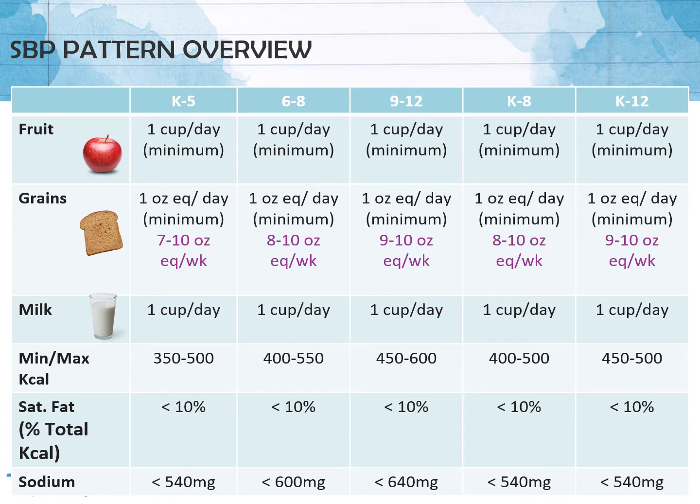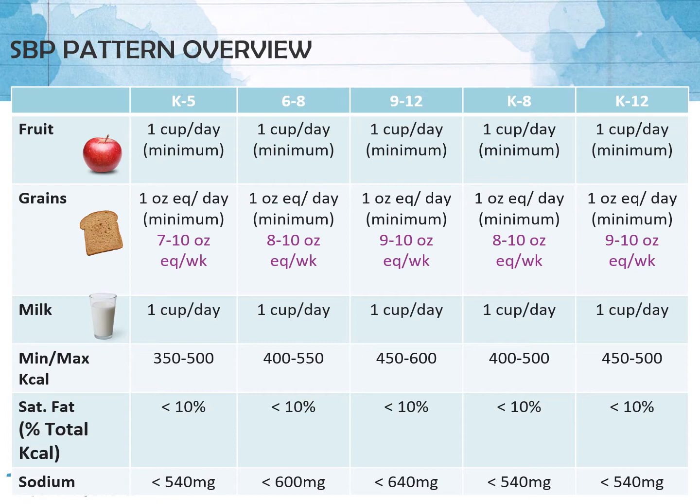Calories for K to 5 must be within 350 to 500 calories. 6 to 8 must be between 400 and 550 calories, and for 9 to 12 it must be between 450 and 600 calories. If using a combined age grade group for breakfast, K to 8 meals must be within 400 to 500 calories, and K to 12 must be within 450 and 500 calories.